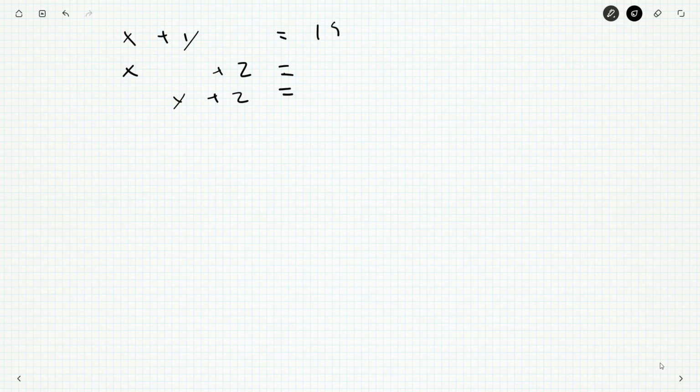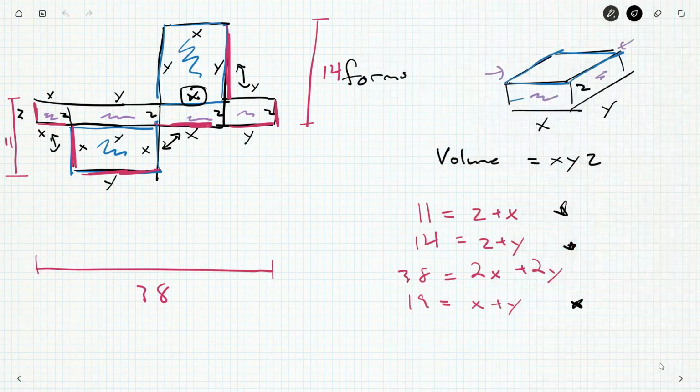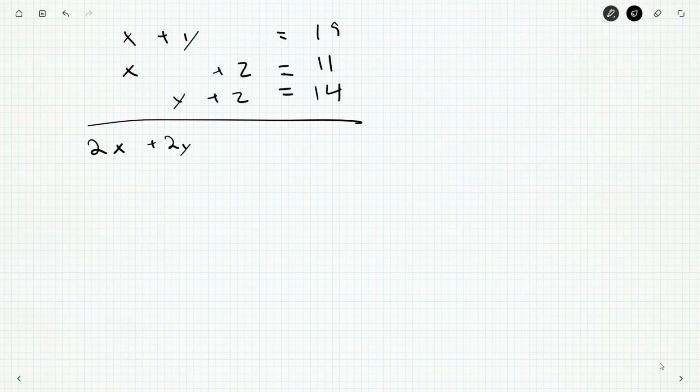We got 19. I genuinely don't remember which one was which. X and z is 11. So x is the smaller of x and y. 11 and 14. But now if I add these up, I've got 2 x's, 2 y's, 2 z's. 19 plus 11 is 30, plus 14 is 44. Divide by 2, I have x plus y plus z is 22.